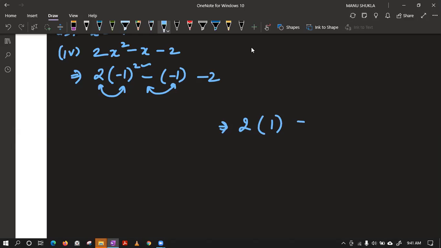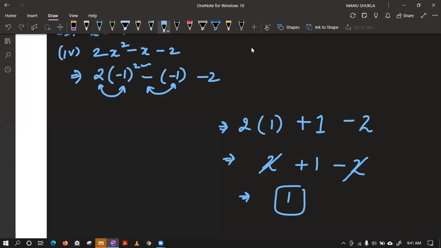Ashmit. This one, second one, please tell. We all know negative into negative become positive, plus 1 we will get over here, and then we have minus 2. So 2 ones are 2, plus 1 minus 2. These two will cut each other and we will have 1. Okay, answer is 1. Is this clear to everyone?